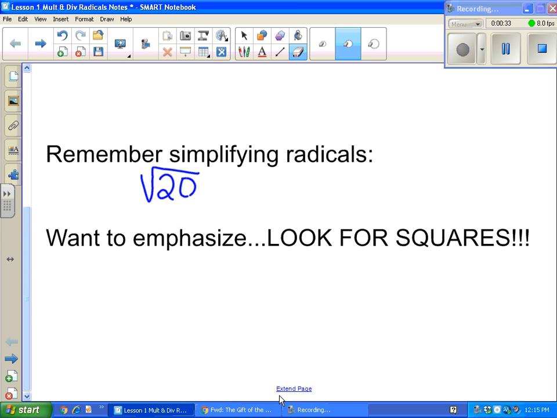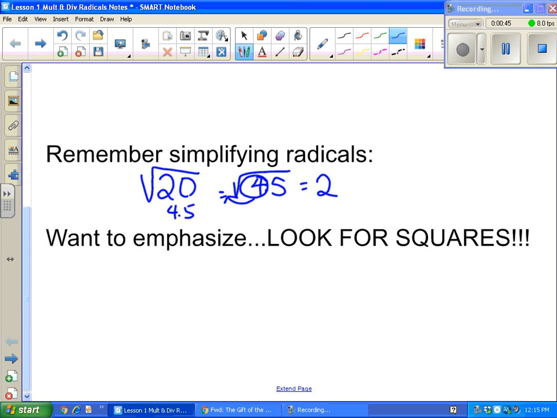I don't want to see the factor trees. I just want you looking for squares. So we're going to break this down into 4 times 5. So the square root of 20 is the same as the square root of 4 times 5, and the square root of 4 comes out as a 2, and the 5 stays in.